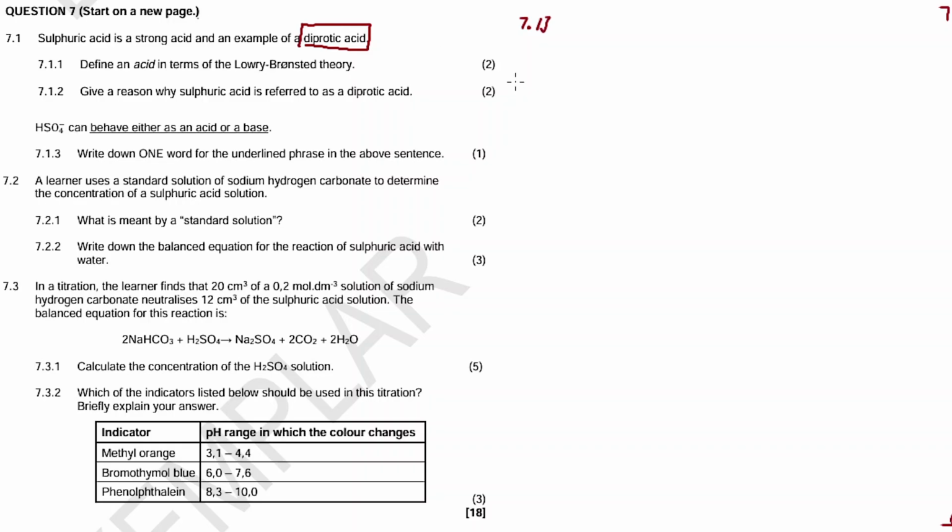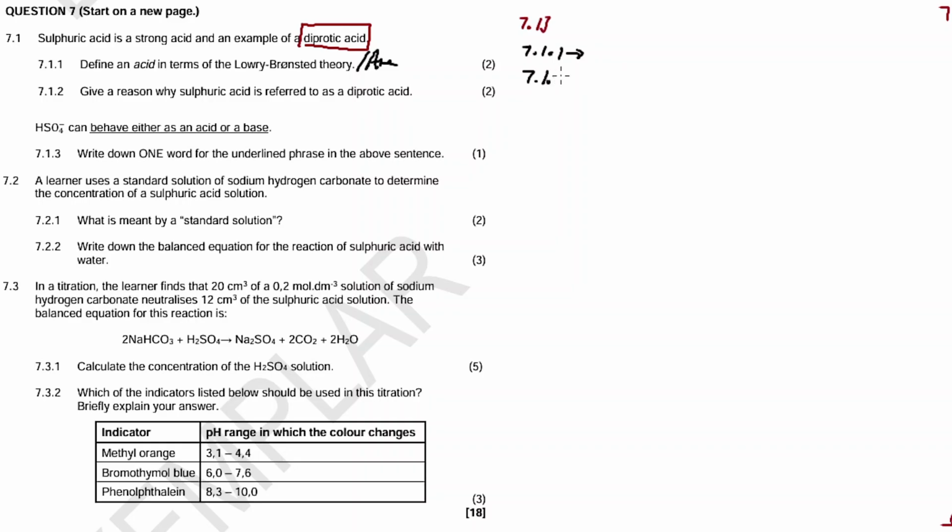As we answer this question, 7.1.1, they want us to define an acid in terms of the Lowry-Bronsted theory. I'm not going to write the definition, but I'm going to tell you. You know it. An acid is a proton donor. There's also the Arrhenius theory, which is how we differentiate between the two. But an acid, in terms of the Lowry-Bronsted theory, is a proton donor.